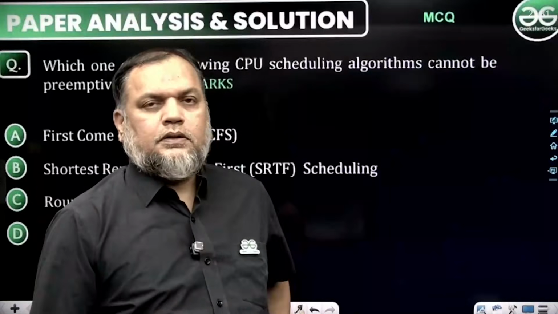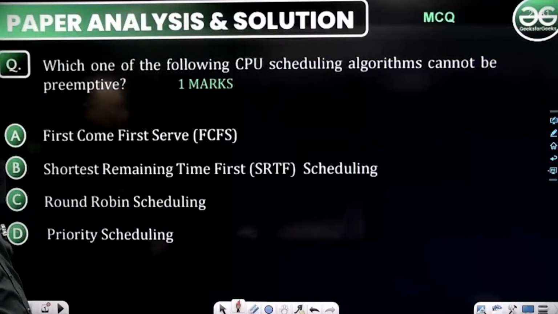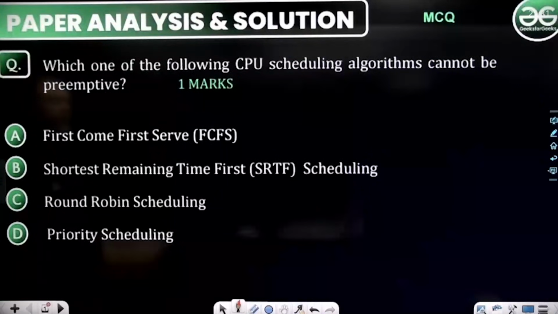Hi, let's see the solutions for operating system shift 2 2026. Which one of the following CPU scheduling algorithms cannot be preemptive?